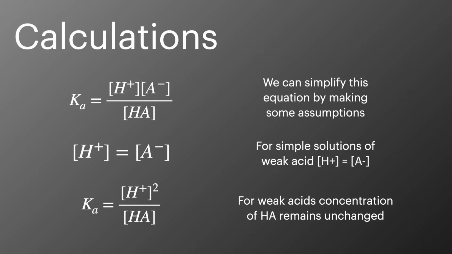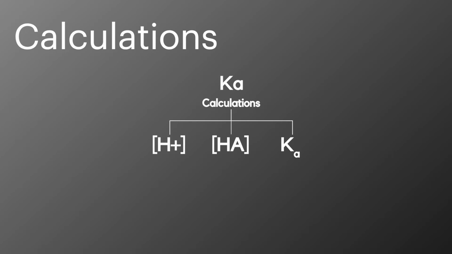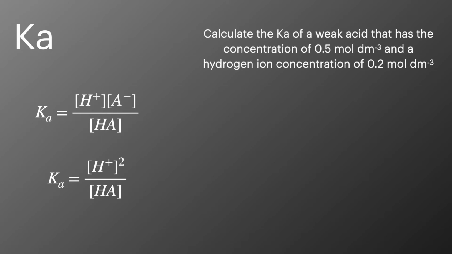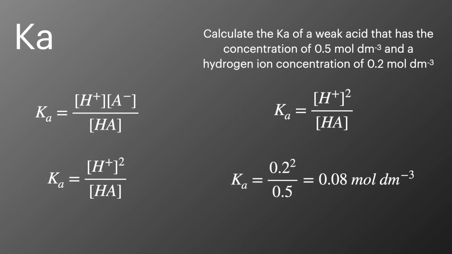We're going to look at 3 examples of calculations where we try and calculate the 3 different values in the Ka equation. The simplest is to calculate Ka, where we use a standard Ka equation and swap out H+ and A- for [H+] squared. In this example, we're asked to calculate Ka for a weak acid with a concentration of 0.5 moles per decimeter cubed and a hydrogen ion concentration of 0.2 moles per decimeter cubed. All we have to do is substitute the numbers and calculate the answer. The units for Ka are moles per decimeter cubed.